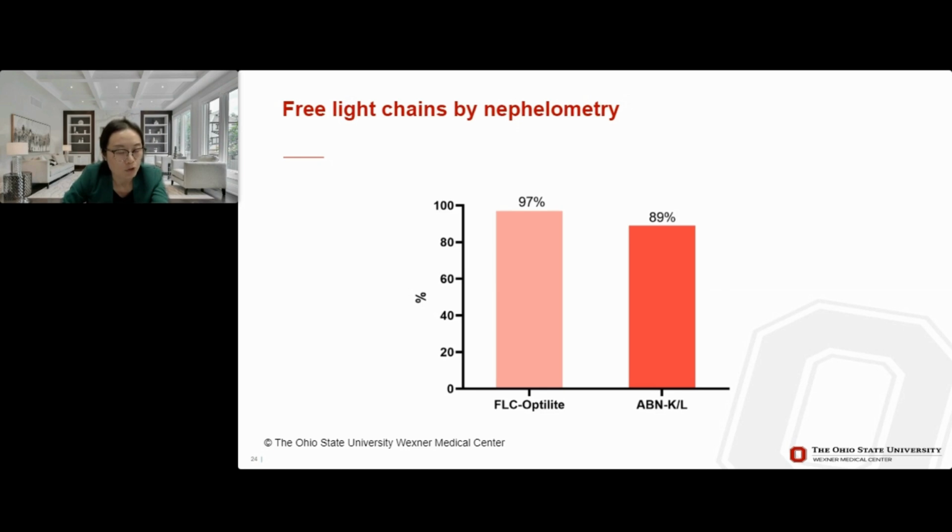In all the free light chain only reports by protein electrophoresis, 97% of the cases had free light chain order together, and almost 90%, here it is 89%, of the cases with free light chain order had abnormal kappa to lambda ratio. The sensitivities of free light chain by nephelometry method actually support the recommendation by CAP, which is to order SPEP and free light chain together.